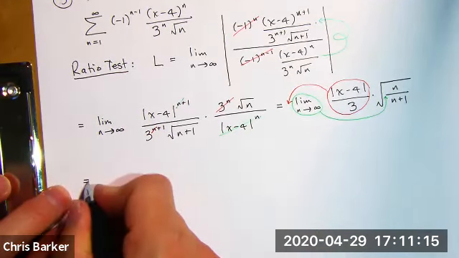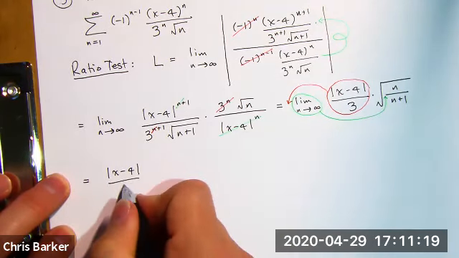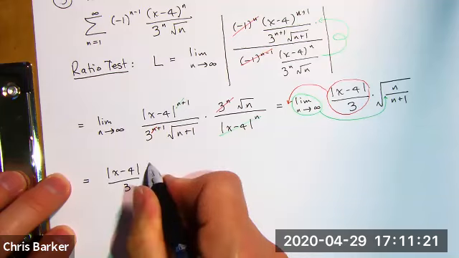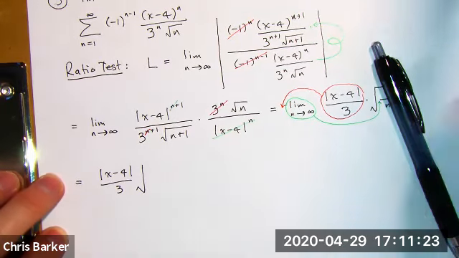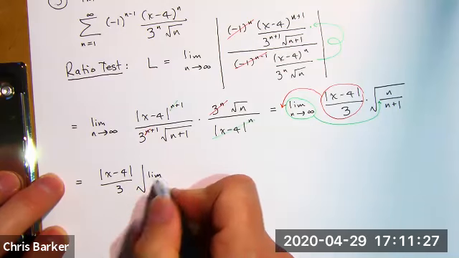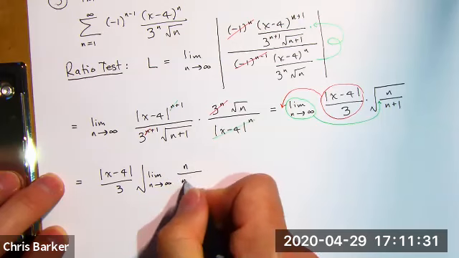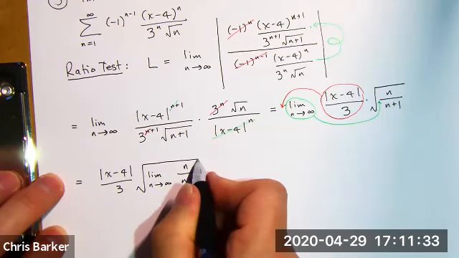And I have the absolute value of x minus 4 over 3 times the square root, whoops, I lost my limits. No, I didn't, hang on. The limit's going to the inside. I didn't lose my limit. Times the limit as n goes to infinity of n over n plus 1.